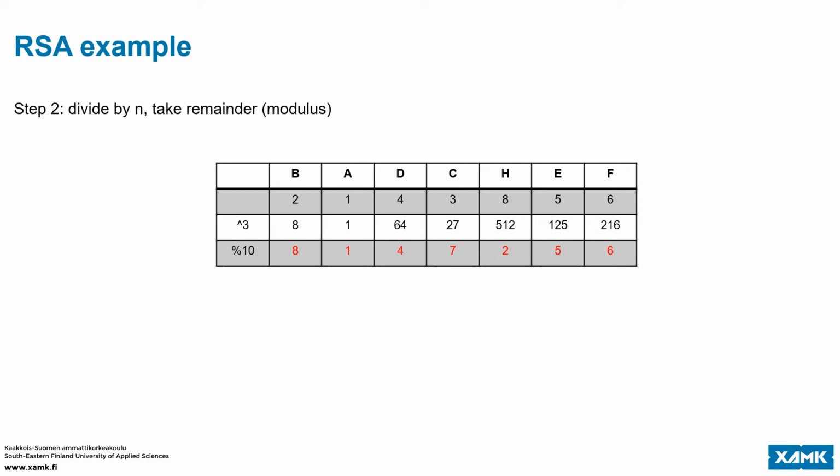Then we finalize the encryption algorithm by taking the modulo operator. So we divide by n and take the remainder. So in this case, for B, we had 8 divided by 10 and take the remainder. Well, that's still 8. 1 divided by 10, the remainder is still 1. 64 divided by 10 and take the remainder, that's 4. 27 divided by 10, take the remainder is 7, and so on and so on.